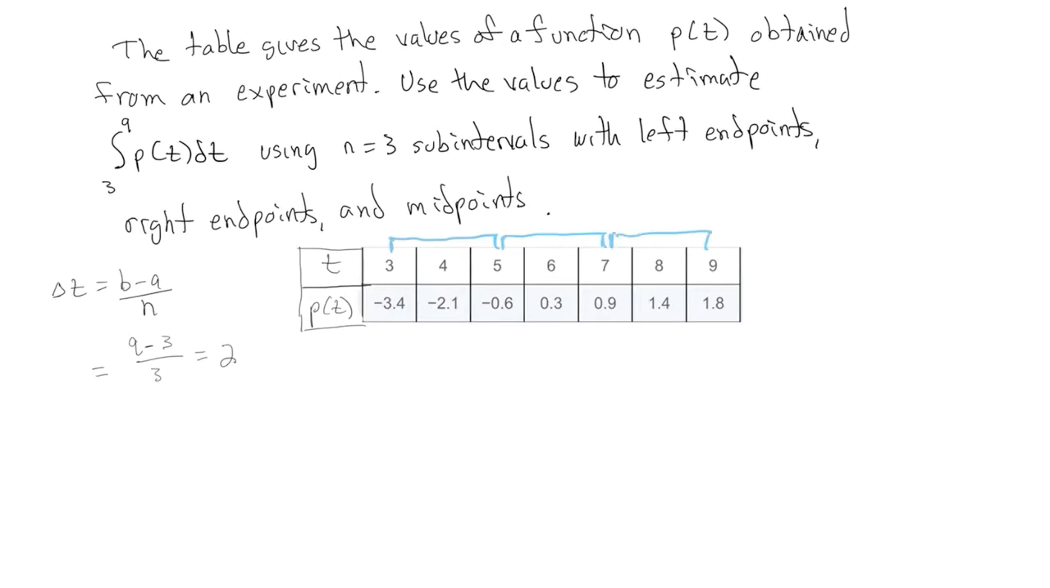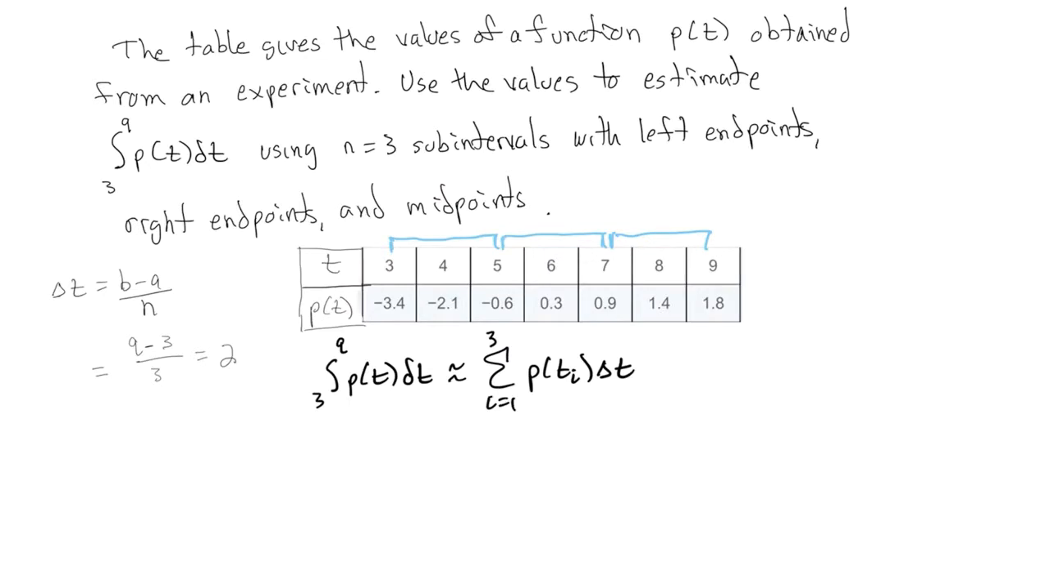So my delta t is 2, so again I'm going to write out that the integral from 3 to 9 of p of t dt is going to be approximately the Riemann sum of my f of, I'm going to call it t, and actually this is the letter p in this case. So we have p of t sub i times delta t, as i goes from 1 to, we have 3 subintervals.